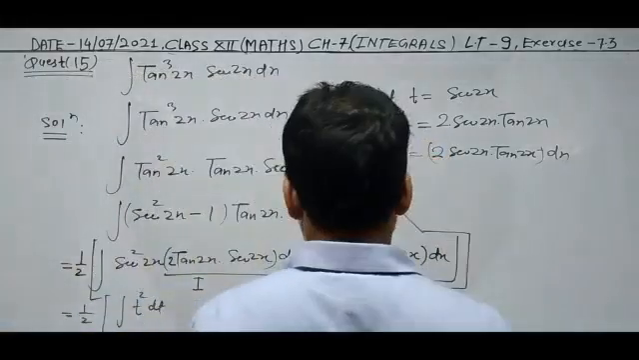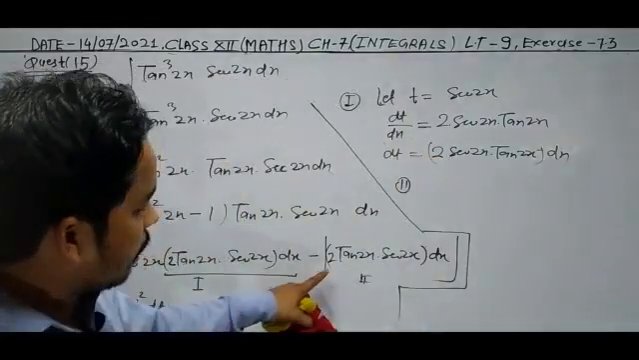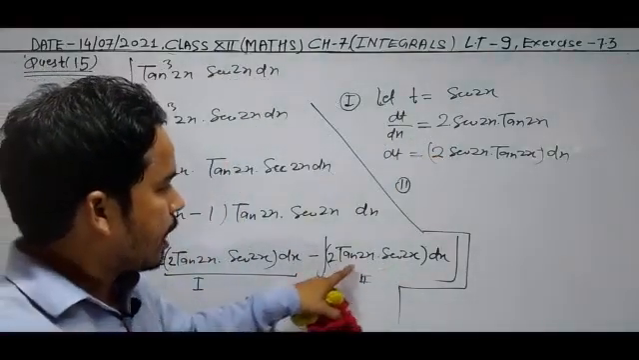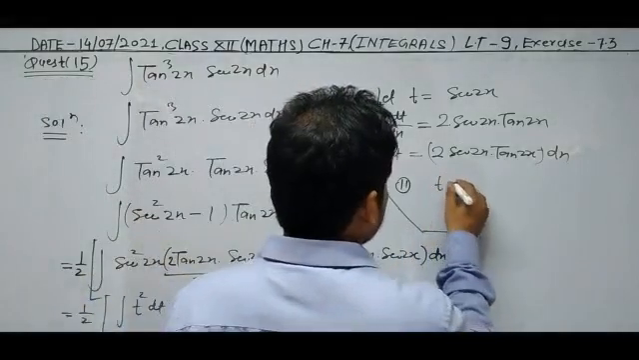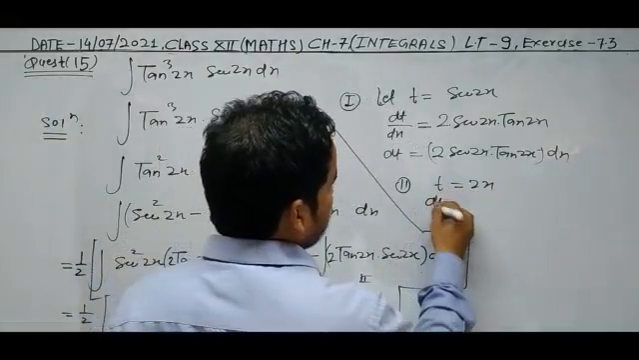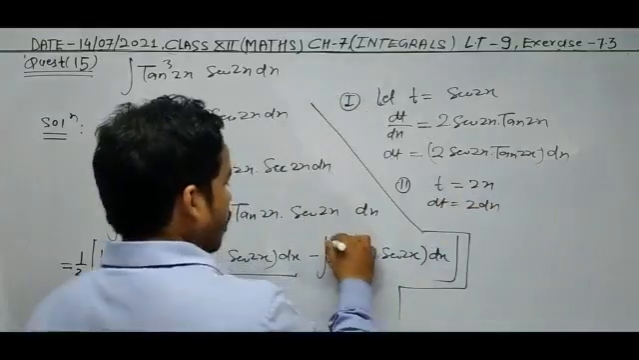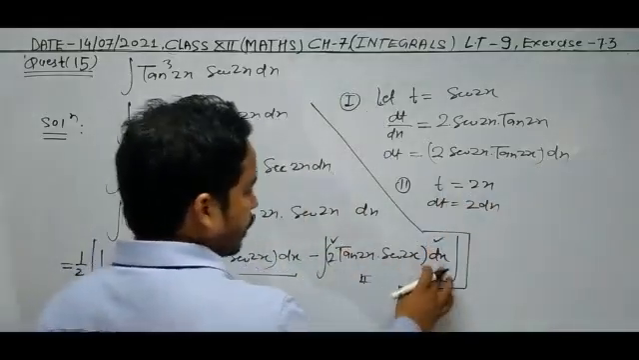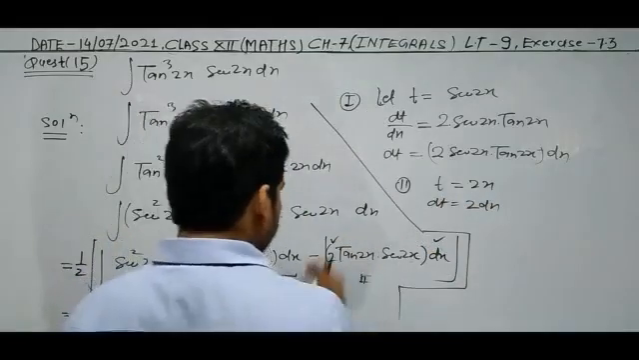Integration 2 times 10x into sec x, 10 2x into sec 2x. So now let t is equal to 2x. So dt is equal to 2 times dx, and 2 is here, dx is here, so this will be dt, and its integration will be sec t into tan t.